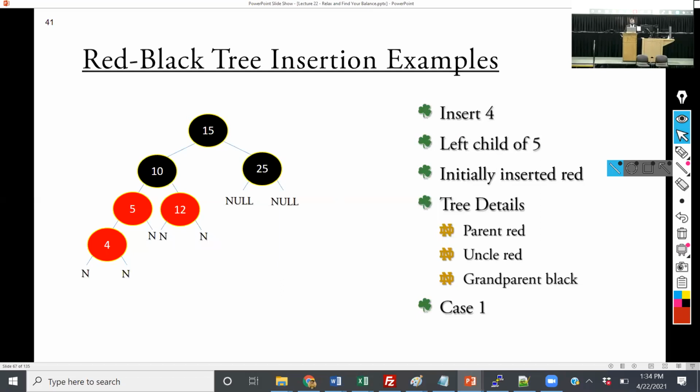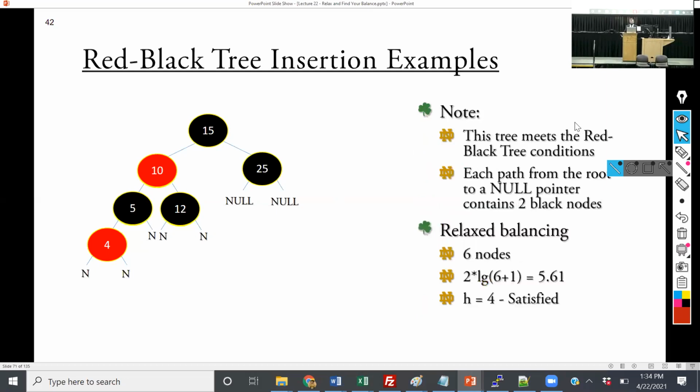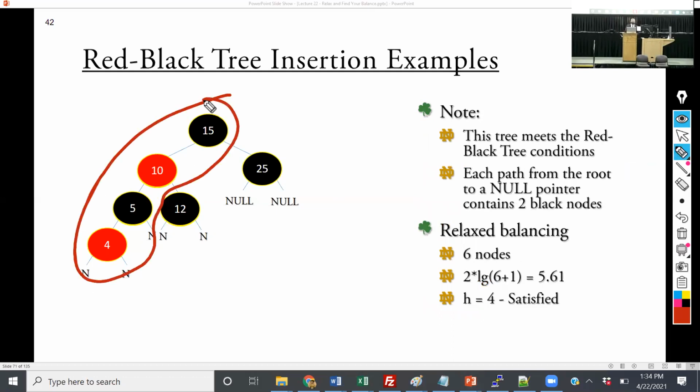So this is a case 1, and we're going to see that when we recolor them, we now have the same number of black nodes between each path. Right? And so another thing, we have our relaxed balance. We see that there's 4 on this path, 2 on this path, so it ends up working out.